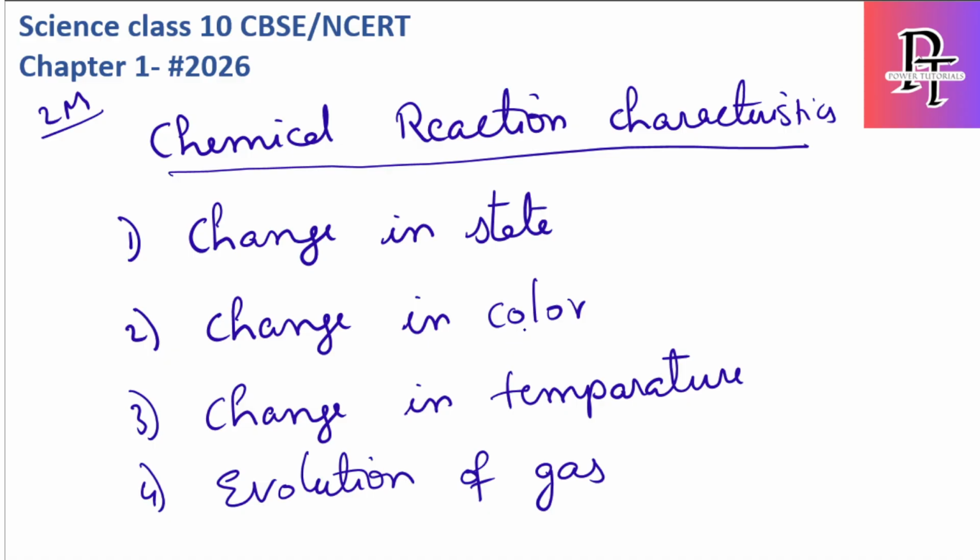Change in color is simple: one color of solution changes into a different color due to some reactant being added to it. Change in temperature is easy: if you mix two things and the temperature increases or decreases, that is a change in temperature. And the last one is evolution of gas: if you react two things and some gas is evolved, then it is easy to understand that a chemical reaction has happened. So these four points are important to understand whether a chemical reaction happens. What are the characteristics of a chemical reaction? Change in state, change in color, change in temperature, and evolution of gas.